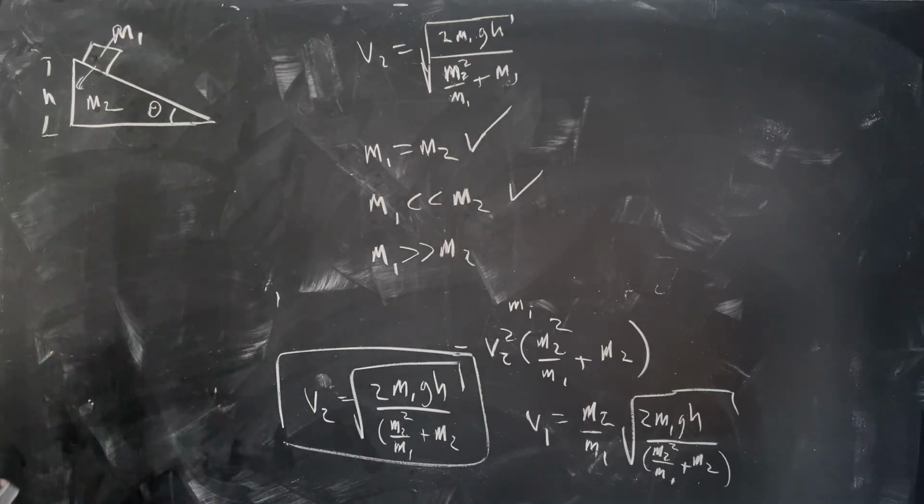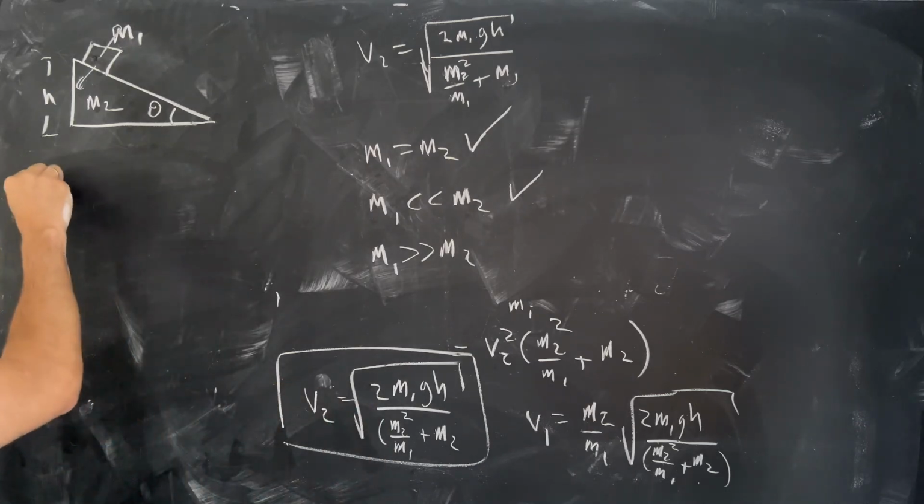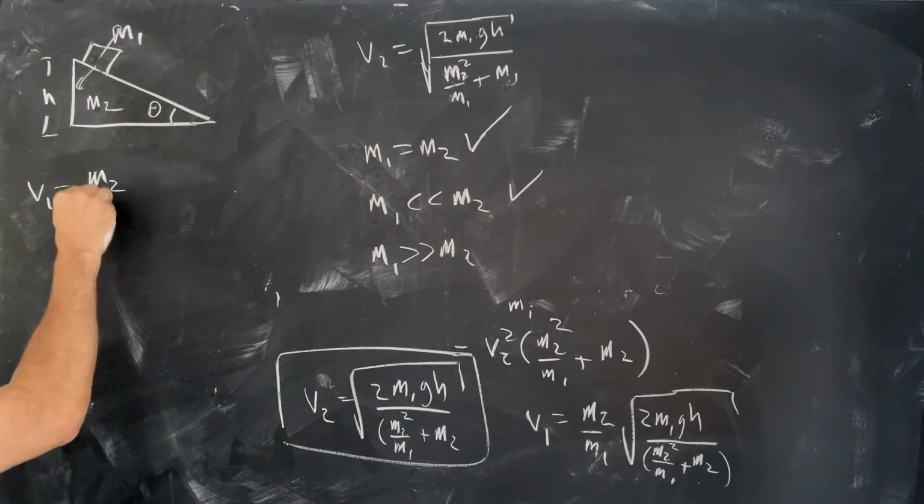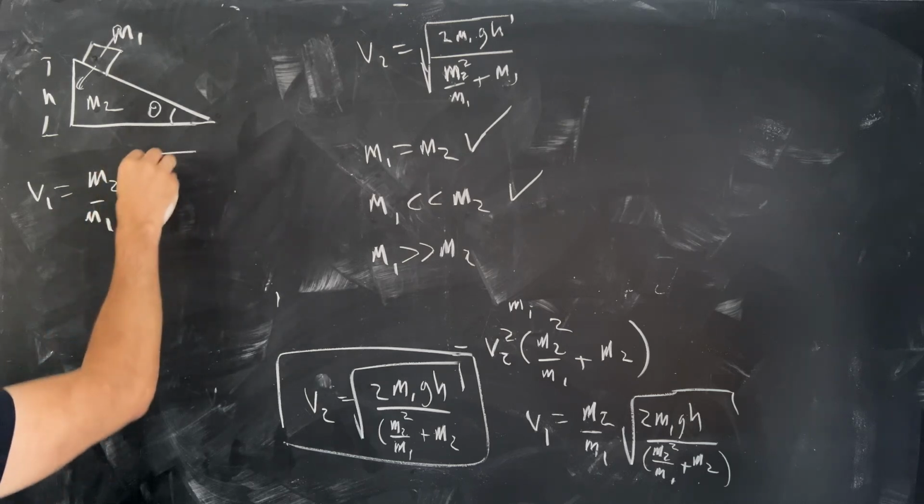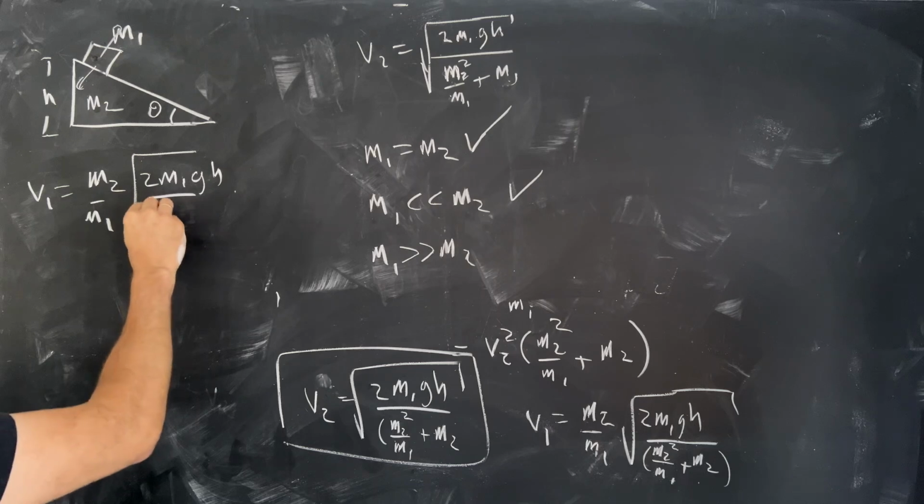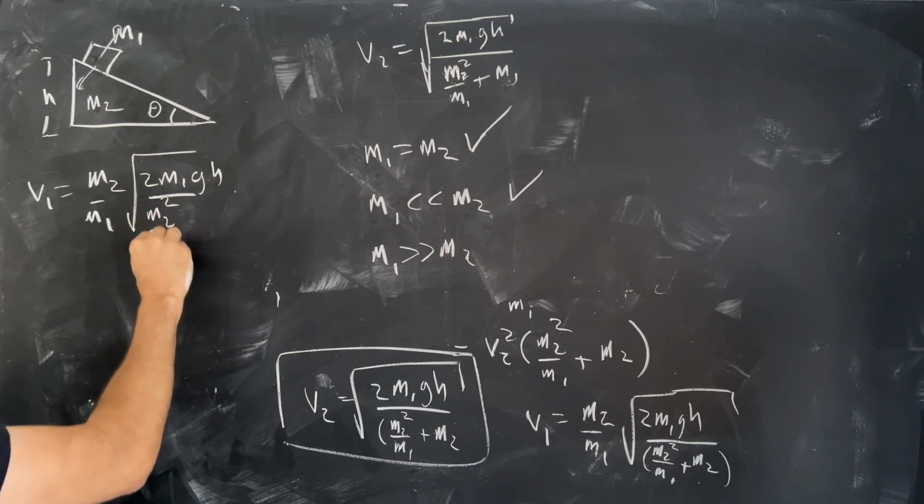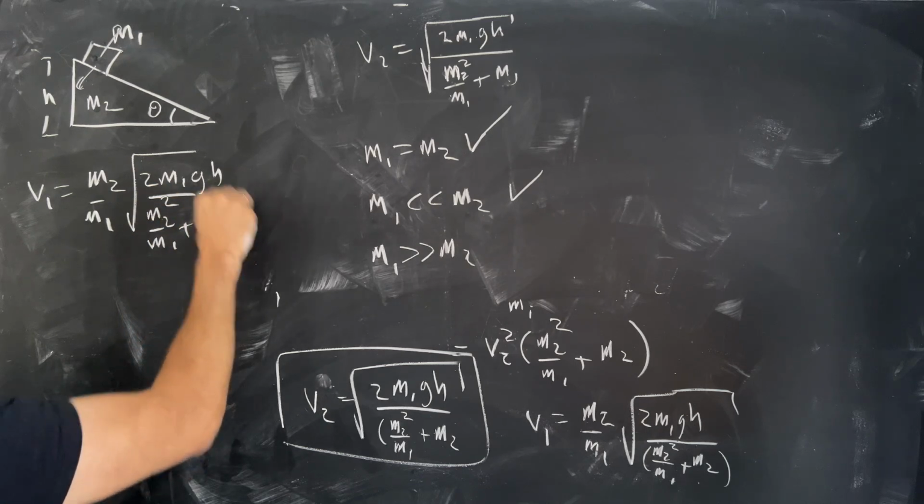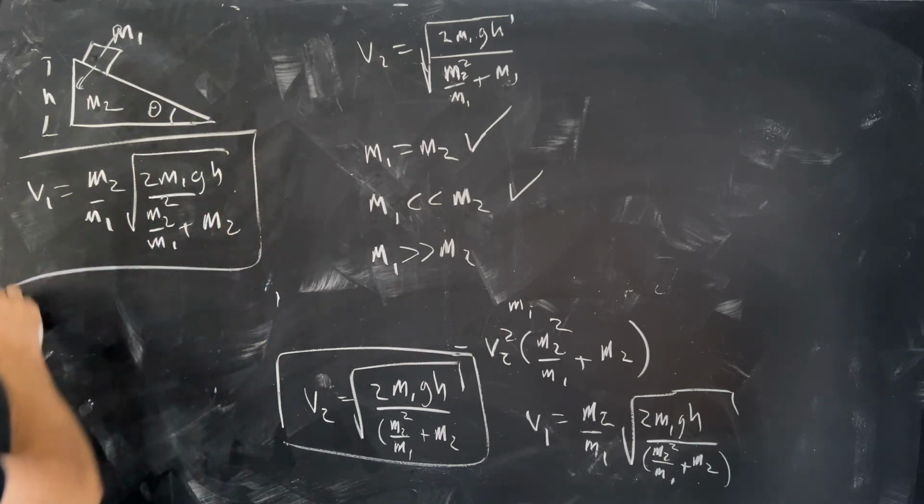Let's just do v1. v1 is m2 over m1 times the square root of 2 m1 g h over m2 squared over m1 plus m2. Okay, so I need that. Great.